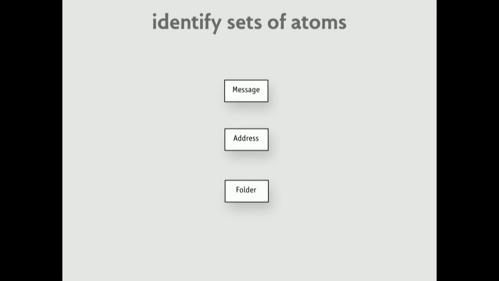Now, here's the first idea. These boxes are just sets of things, nothing else. So don't think class. Don't think anything fancy, OK? This is just a set of things, unstructured things. So we have a set of messages, a set of addresses, and a set of folders. The next thing we do is we specialize them.